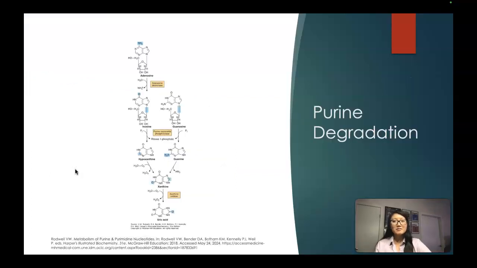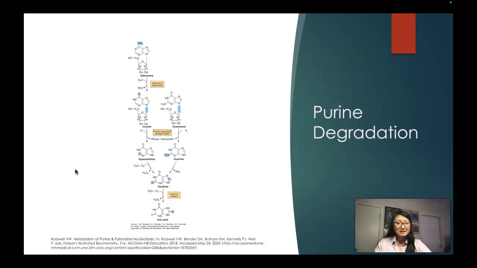So gout is a medical disorder characterized by painful inflammation in soft tissues and joints due to the accumulation of uric acid. Uric acid is the end product of the breakdown of purines like adenosine and guanosine in the liver. These nucleotides undergo a series of reactions as seen here that ends with the production of uric acid, which is then transported from the liver to the kidneys to be excreted.